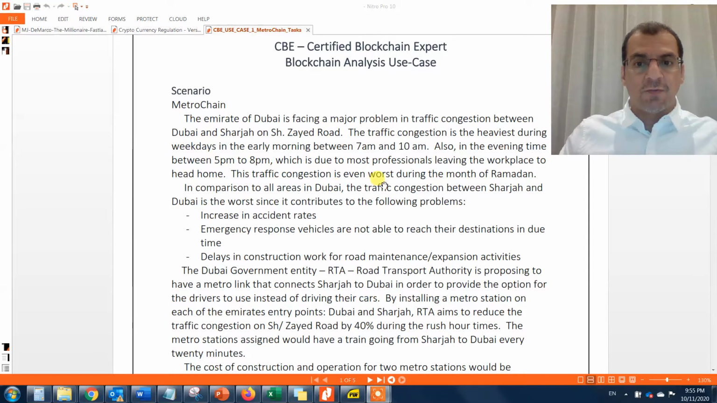This traffic congestion is even worse during the month of Ramadan. In comparison to all areas in Dubai, traffic congestion between Sharjah and Dubai is the worst, since it contributes to the following problems: an increase in accident rates, emergency response vehicles not being able to reach their destinations in due time, and delays in construction work for road maintenance and expansion activities. The Dubai government entity called the RTA, the Road Transport Authority, is responsible for traffic, highways, roads, and infrastructure projects across the Dubai Emirate.